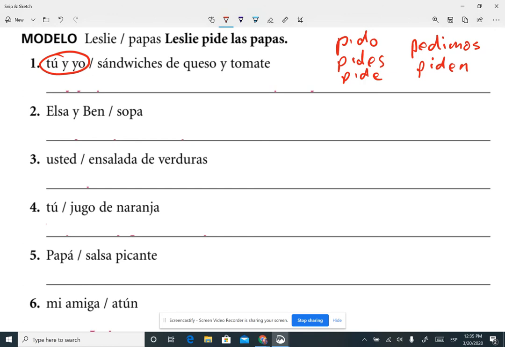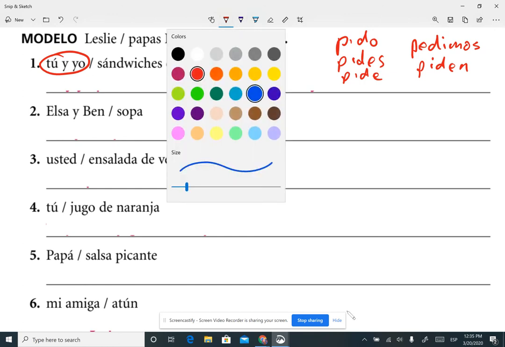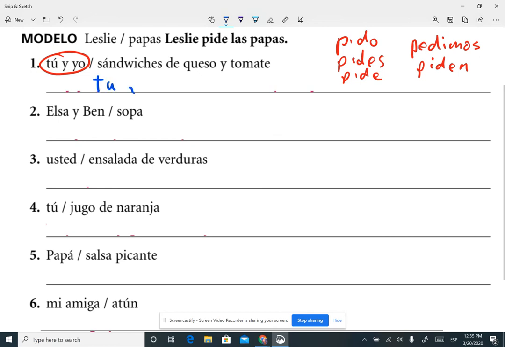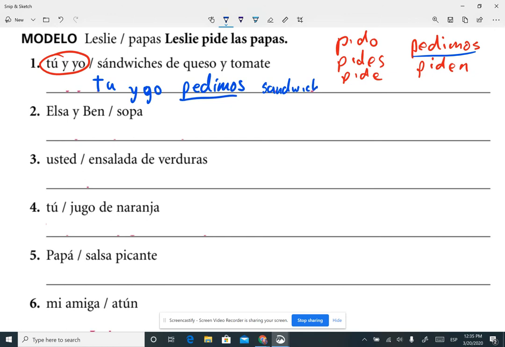So we're going to simply write down here. Let's choose a different color. Tú y, whoops, this was yo. Tú y yo pedimos. That's the correct verb. That's our we form. Pedimos sándwiches de queso y tomate. There we go. That's our first answer.